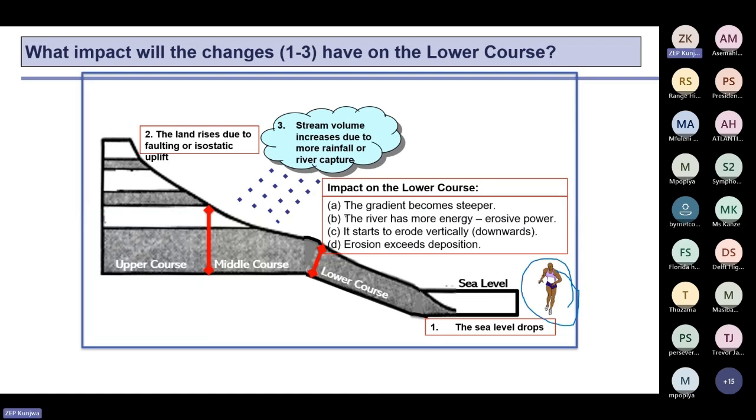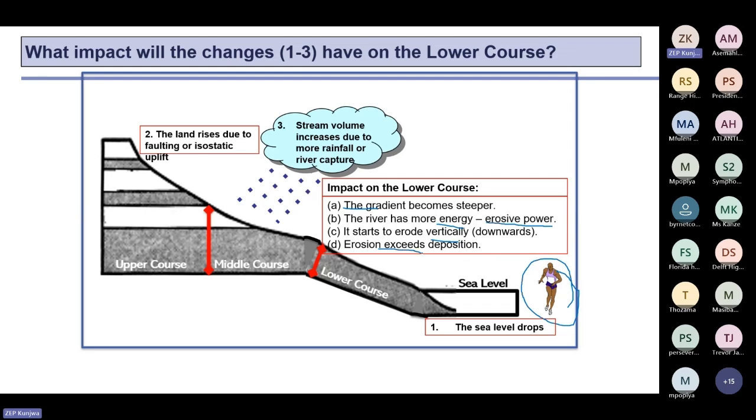The gradient has become steeper, which is the gradient is a slope. The river has become more energetic, and then its erosive power has been revived. It will start to erode vertically, or you can say downward, and then erosion will exceed deposition.